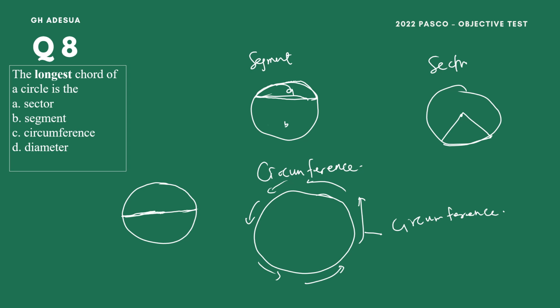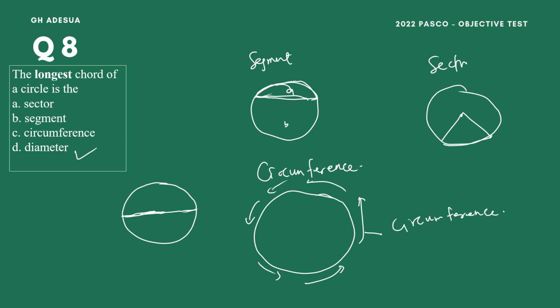But a diameter is always the longest because it's always going to cut across the circle, whether big or small, and it's going to divide it into perfect halves. So for this question 8, the right answer would be diameter. I hope that was explained well for you to understand the various components: a sector, a segment, circumference, and a diameter.